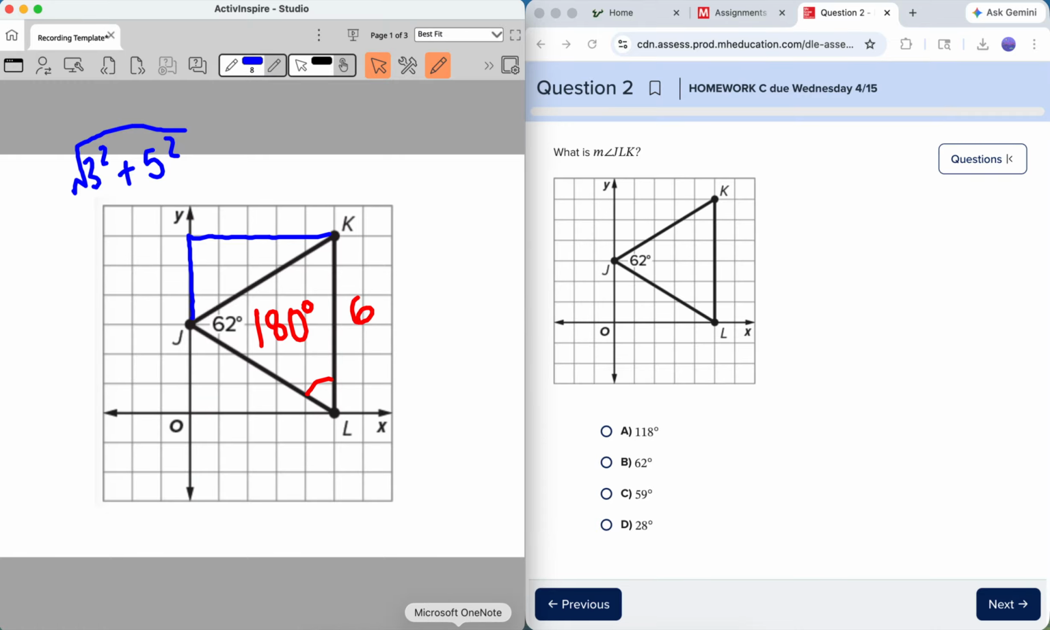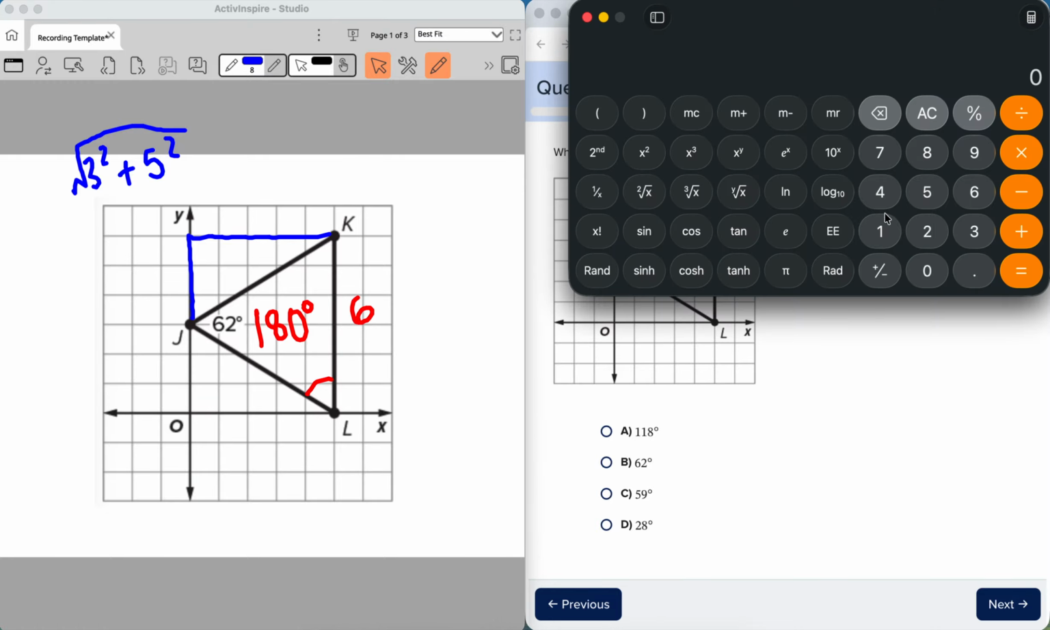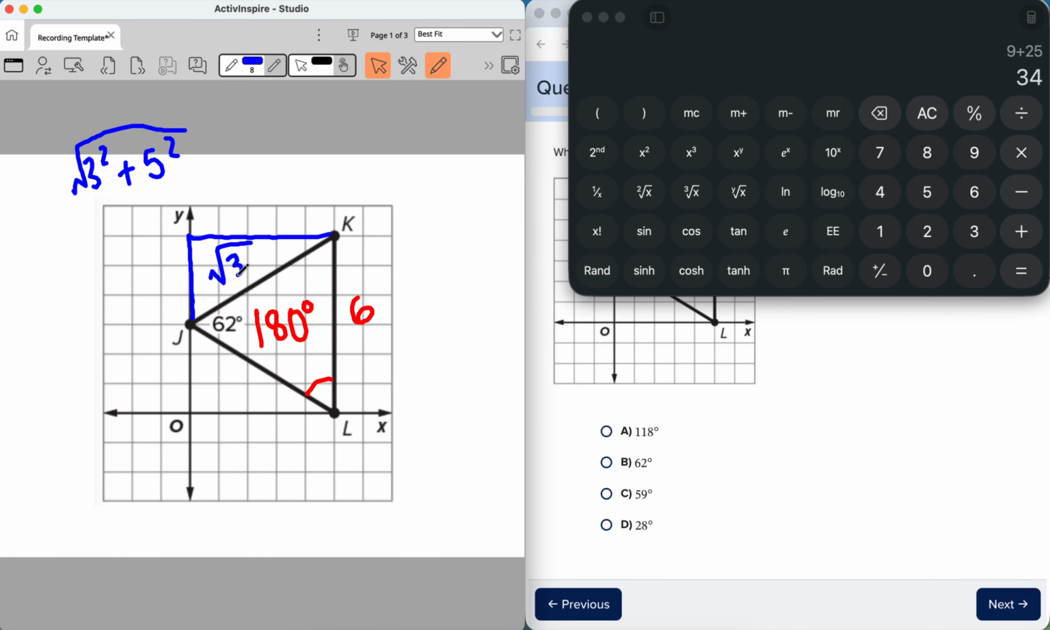Pulling out the calculator, which is hidden because it's huge. 3 squared is 9 and 5 squared is 25, so we add those together to get 34. So this side length is the square root of 34, which is irrational, so I'm just going to put that for now. We're going to do the same thing over here.